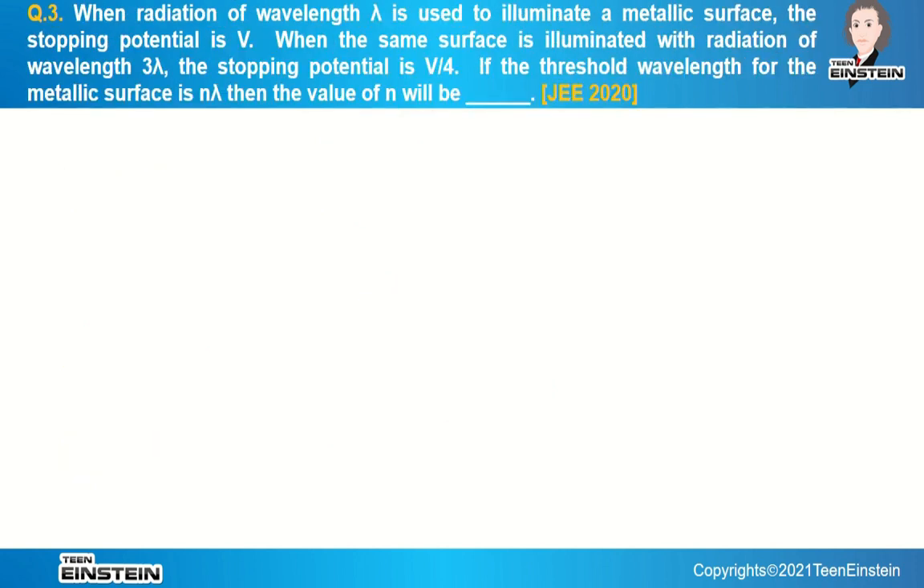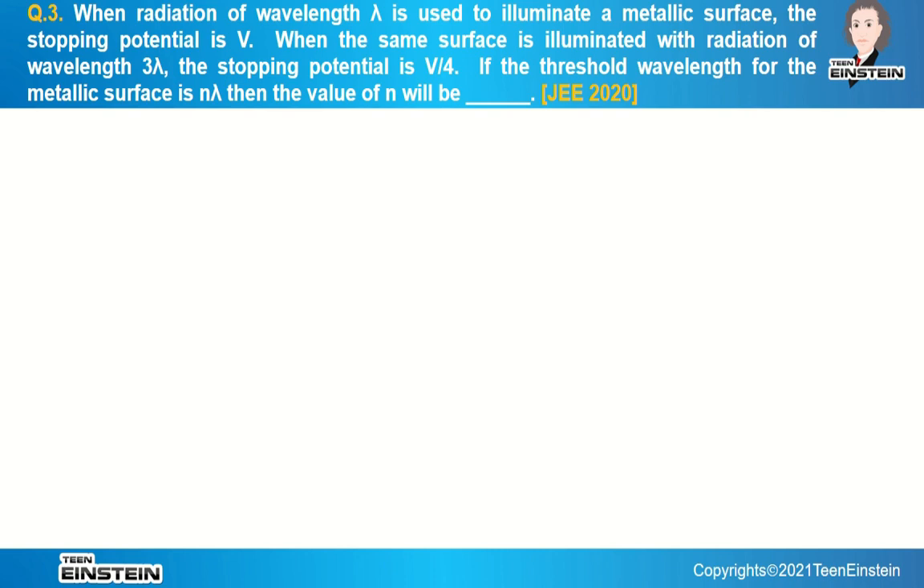When radiation of wavelength lambda is used to illuminate a metallic surface, the stopping potential is V. When the same surface is illuminated with the radiation of wavelength 3 lambda, the stopping potential is V by 4. So if the threshold wavelength for the metallic surface is n lambda, then the value of n will be.